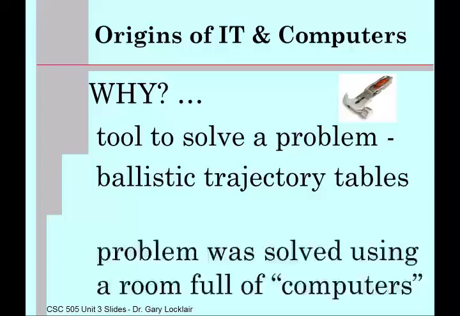In 1943, this problem was solved using a room full of... wait a minute, I didn't think there were computers. Yeah, there's a trick here. In the 1940s and 1950s, the term computer applied to a person whose job function was to compute. The term computer wasn't used for machines until the second half of the 1950s. Computers were called something different. I'll tell you what in a little bit.